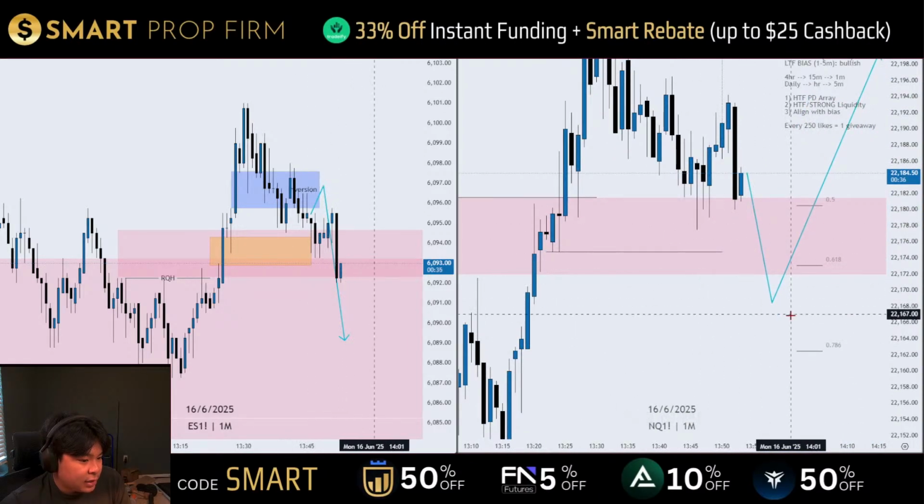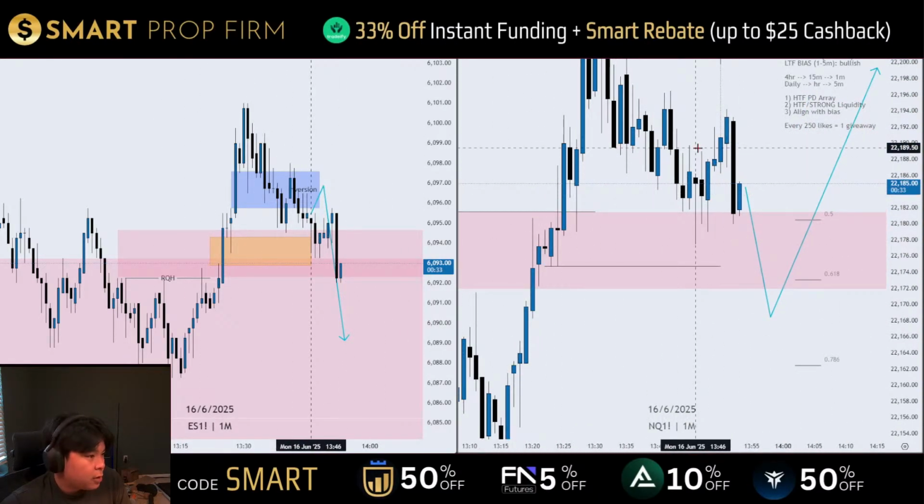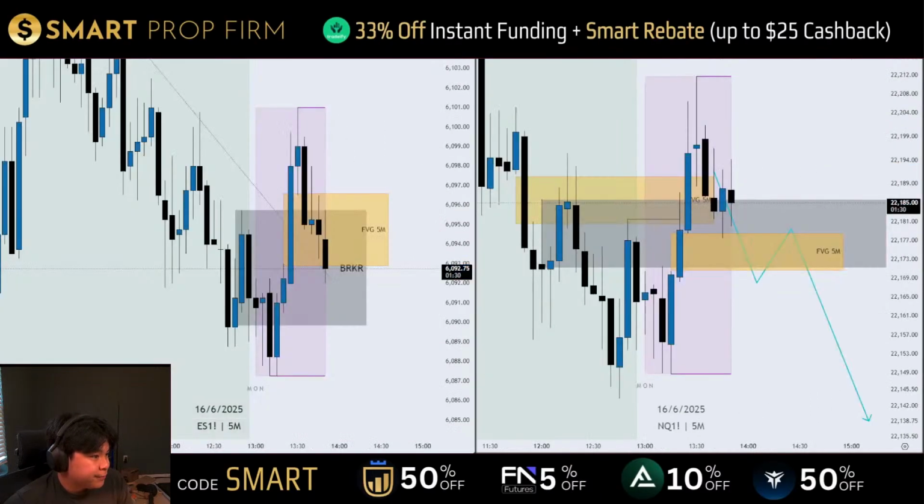I could see a deep drive and then flipping here too on NQ. Not on ES, of course. ES is pretty bearish right now.